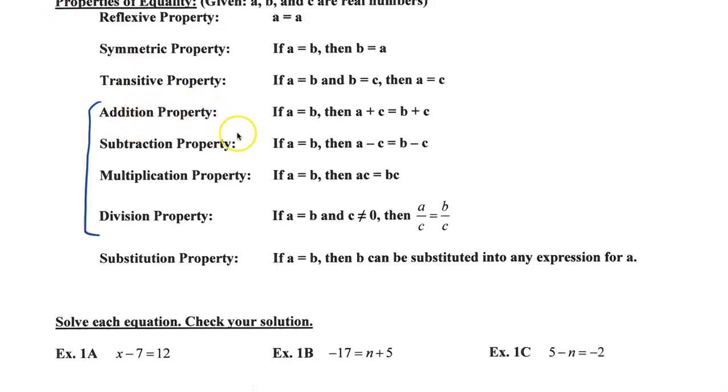They're the ones we use to do inverse operations. For example, the addition property: if A equals B, then you're allowed to add a value to both sides. In this case, C is C. As long as you add to both sides, you're golden. Same thing with the subtraction property. If A equals B, you can subtract the same thing from both sides, and it's still a true equation. You can do the same thing with multiplication. If A equals B, you can multiply by the same number on both sides. And the same with division. If A equals B, you can divide both sides as long as the number is not 0.